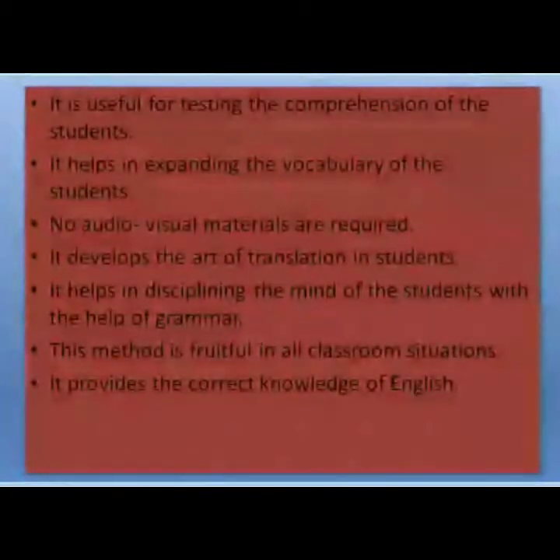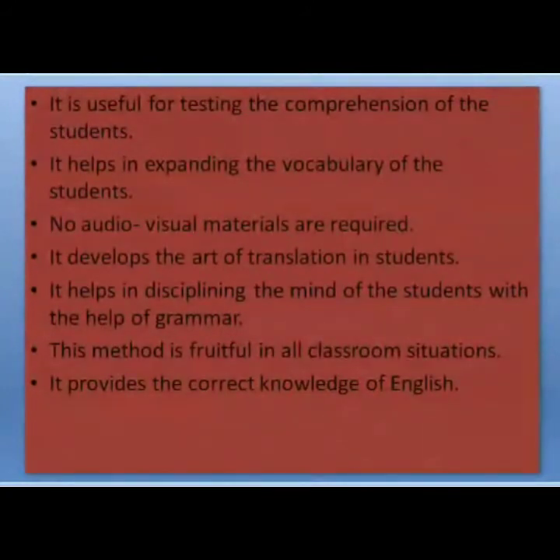Next point, it is useful for testing the comprehension of the student. Students' comprehension can be tested very easily through the grammar-cum-translation method because the student has a very clear idea of the foreign language.